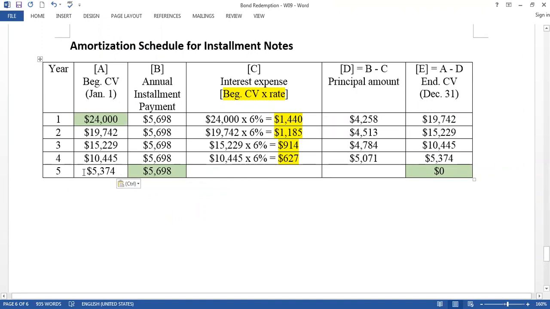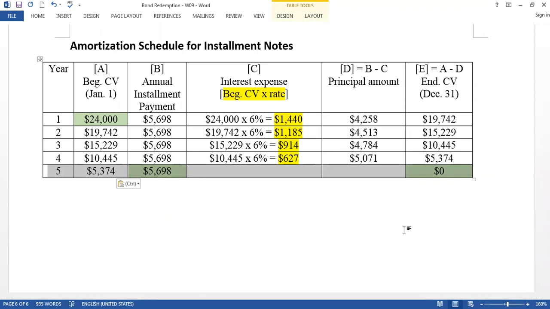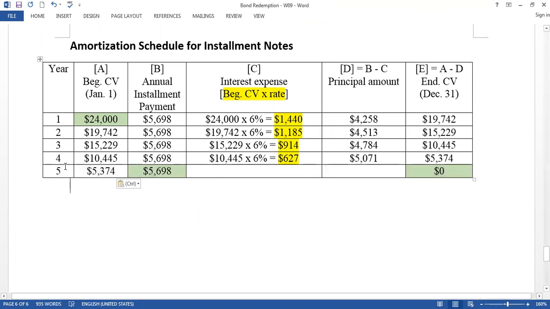So we know this is the last year, and most of the students will make a mistake in the last year. You understand? Most of you will make a mistake in year 5. That means the last installment. So look here, what should be your mistake? Year 4 ending carrying value is the year 5 beginning carrying value, no problem.